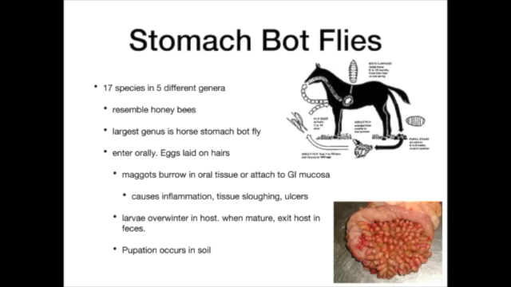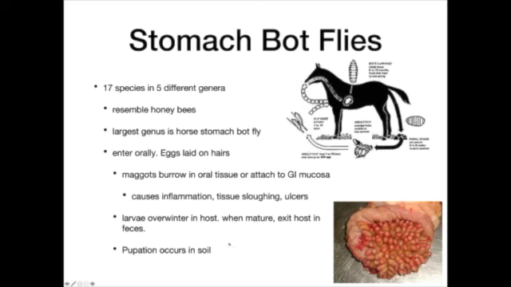The stomach botfly, found primarily in horses, at least the largest genus, is of major economic impact in the equine industry. These botflies look a lot like honeybees, and they lay their eggs on the lower extremities of horses. They also will bite, and this causes the horse to chew at their legs. When they chew at their legs, they end up ingesting the stomach botfly.